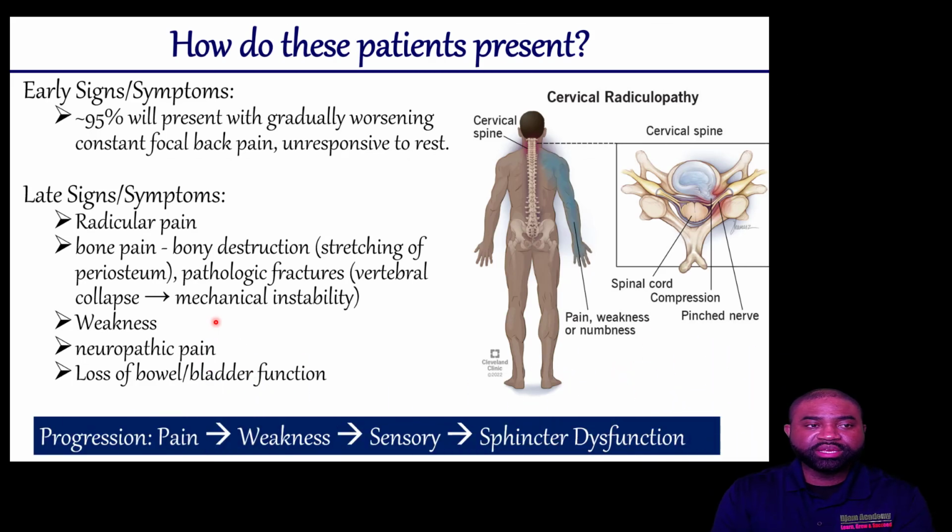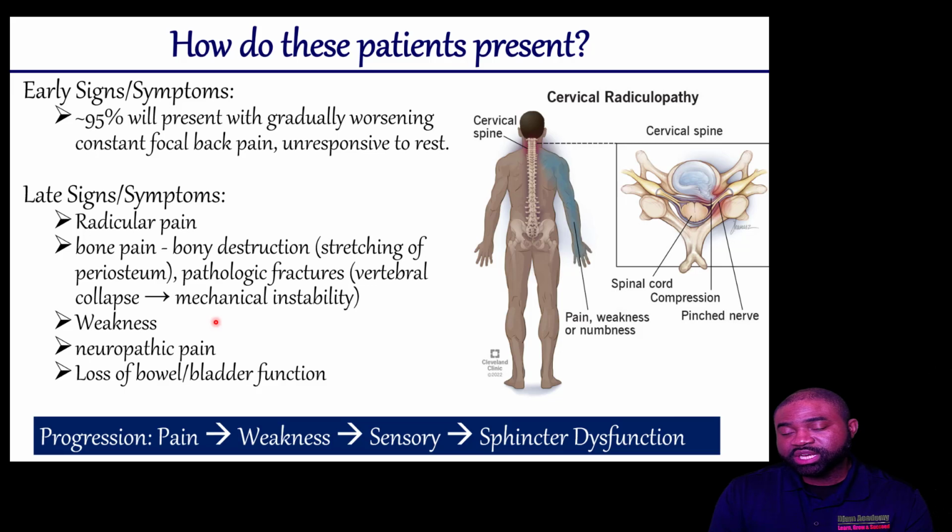How do spine patients present? For the early symptoms, about 95% usually will present with gradually worsening focal back pain, and sometimes even pain unresponsive to rest that may force some patients to sleep in an upright position.